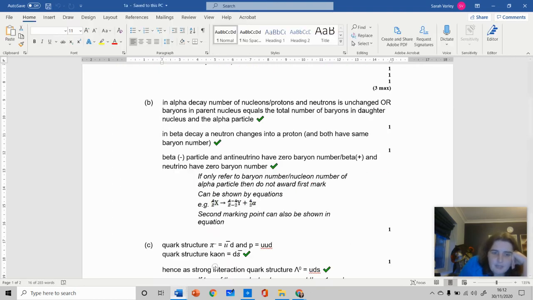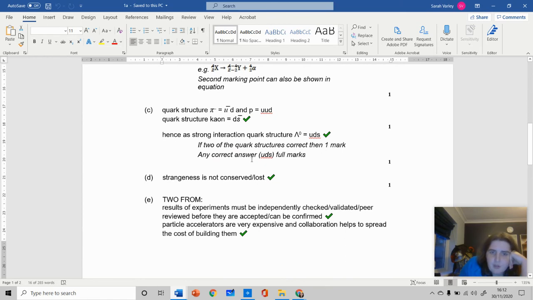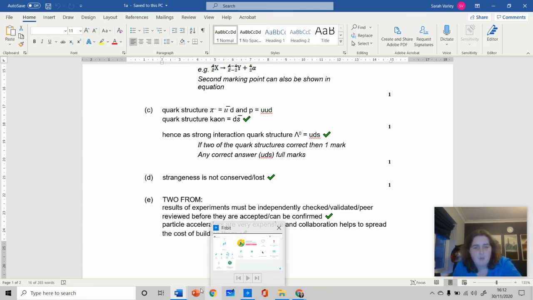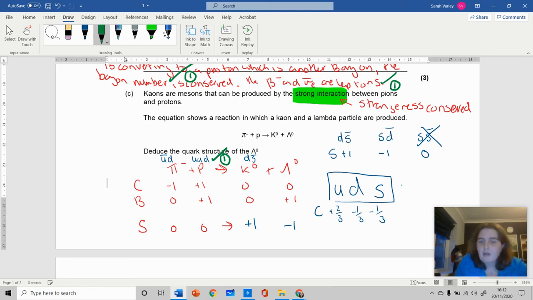So looking at the mark scheme, there are 2 marks awarded, one for realising what the K-on structure was, and one for actually getting up, down, strange. So any 2 of the quark structures correct, then 1 mark. So the fact that I was actually writing these quark structures would give me a mark, even if I got this incorrect. And for getting up, down, strange would be my 2nd mark.